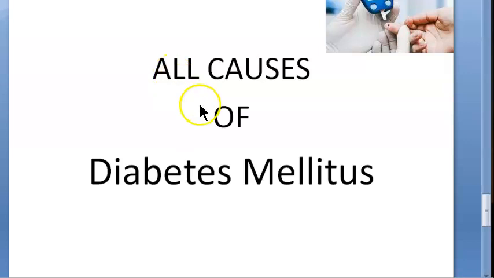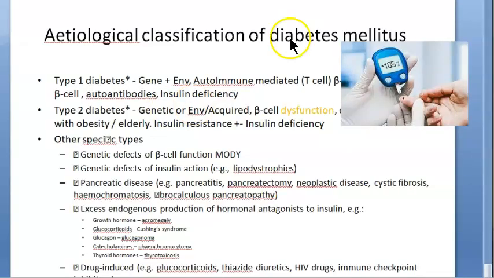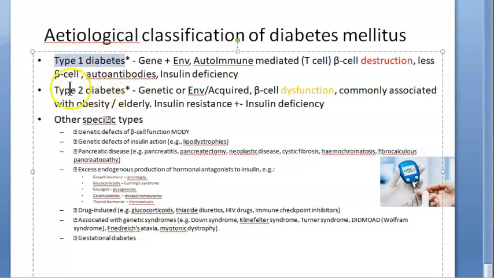Hello people, in this video let us look at all the causes of diabetes mellitus, okay? So all of them. Based on the classification itself we will learn now, okay? The etiological classification of diabetes mellitus, that means by the cause, right? First of all you have type 1 diabetes and then you have type 2 diabetes, right? This you would have already heard.